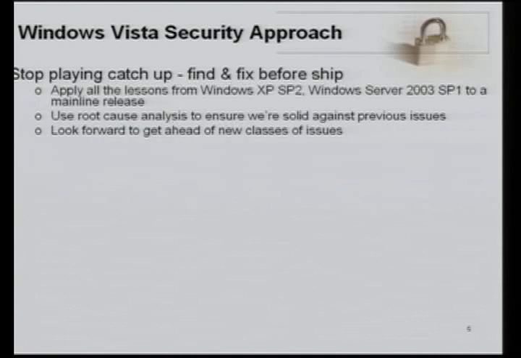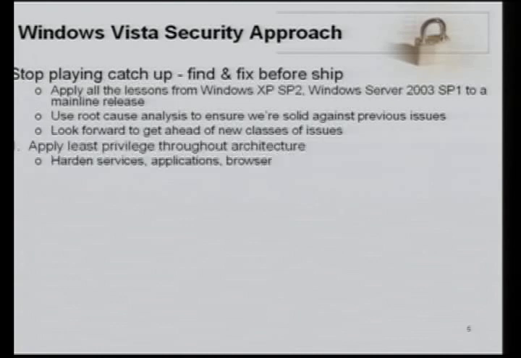And we took that set and actually took that feedback and changed the engineering process in Vista to apply those things. And clearly, just looking backwards is not enough. The attacks will always get better. So we also look forward at what we thought were emerging areas of threats and what we thought would be the types of attacks people would do against the new features in Vista and try to make sure we were solid against those things.